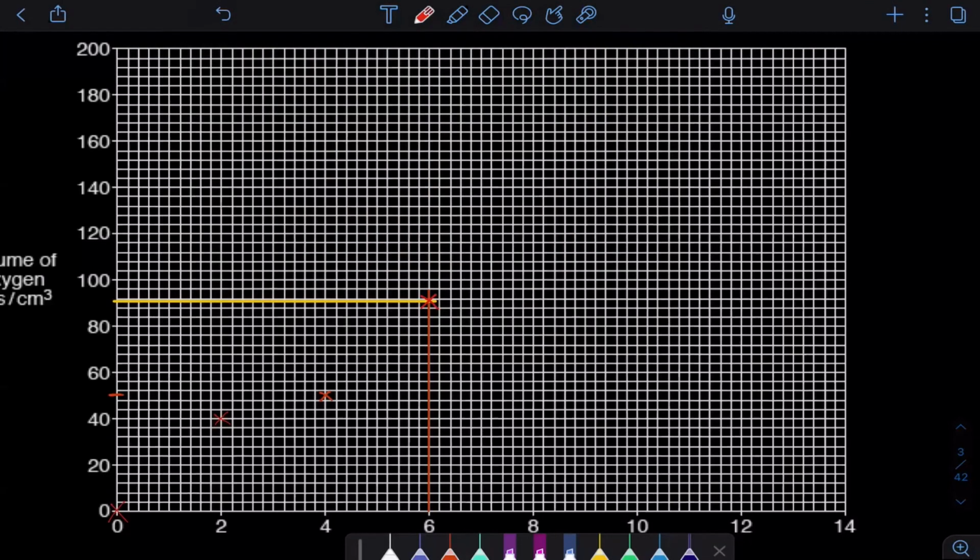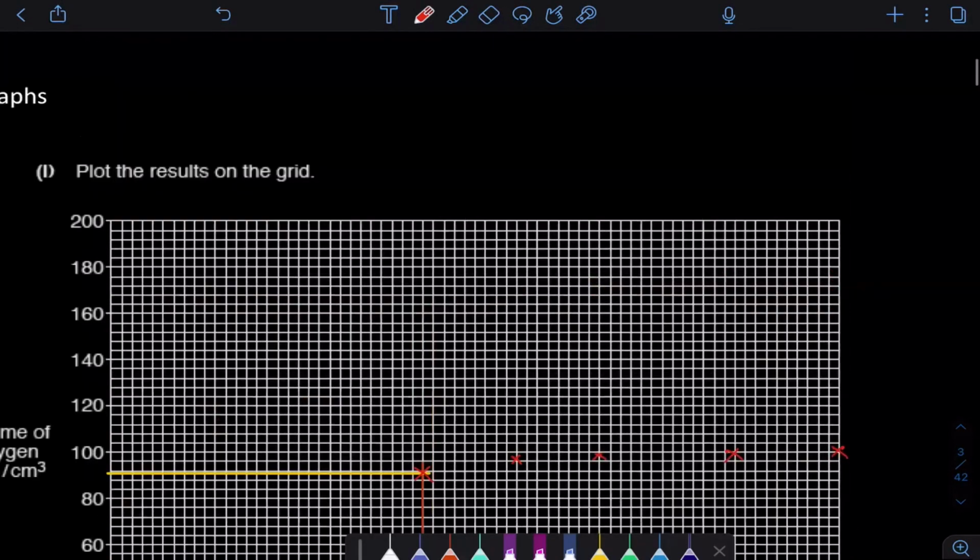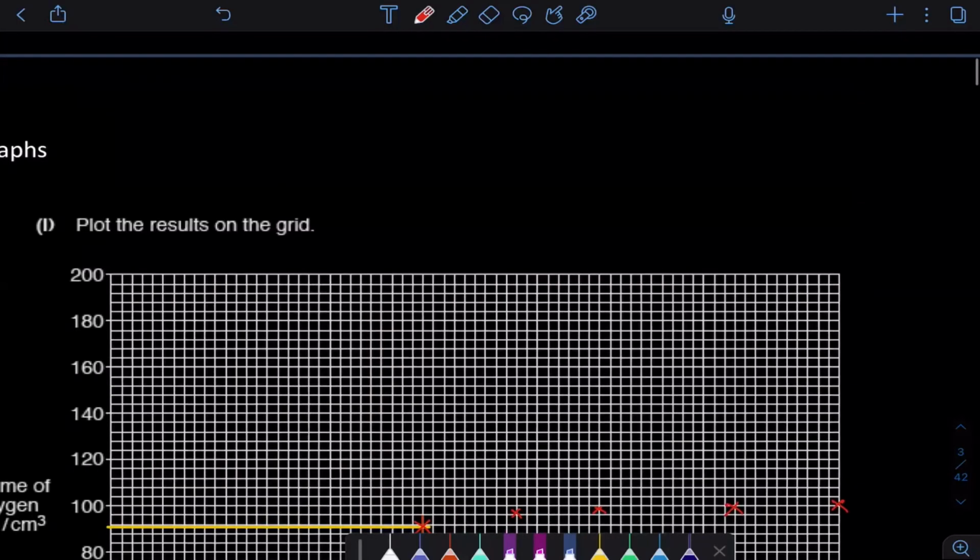ठीक है. Next one is 897. 897. I think this will be this point. Then 1099, which is really close to this, and then 1200, 1200, and then maybe 1400. Okay. So this is my lines. Okay. Now they're saying that plot the results. प्लॉट हमने कर लिया, उसने हमें लाइन बनाने का नहीं कहा, तो हम इसको ऐसे छोड़ देंगे.